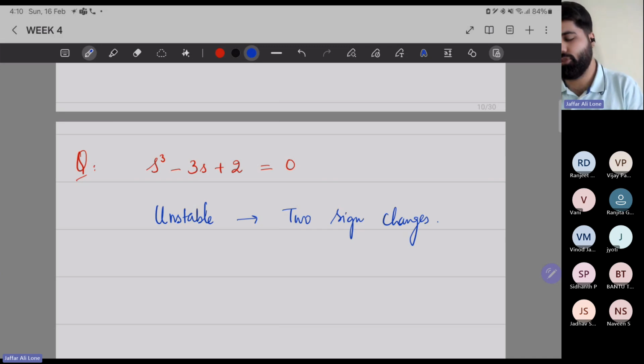There are many tricks to solve these questions, but as of now, I'm not telling you those tricks. For example, this is a third order system. You just simplify it, take something common, and you'll directly get whether the system is stable or not. But for the time being, we're only interested in learning the Routh stability criteria. That's why we'll focus on that particularly.